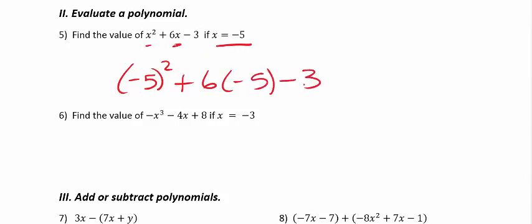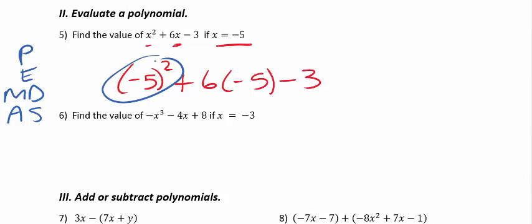Now we're going to use the order of operations. In order of operations, we always do our parentheses first, then our exponents, then all of our multiplication and division from left to right, and then all of our addition and subtraction from left to right. So we're going to take care of this exponent first. Negative 5 all squared is 25.